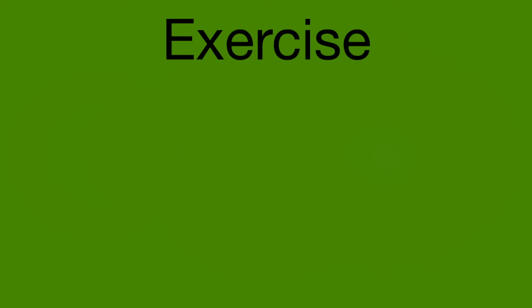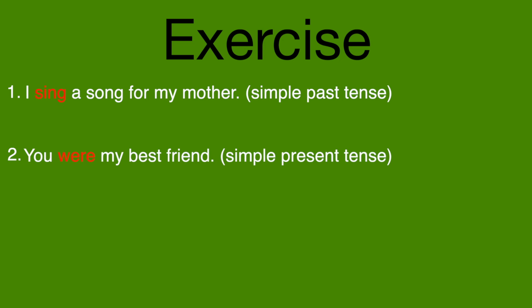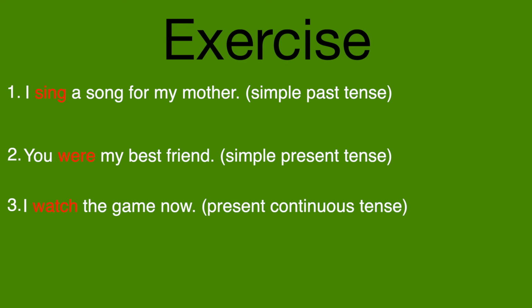According to what you have learned from the table, rewrite the following sentences using the requested tense. Number 1. I sing a song for my mother. Simple past tense. Number 2. You were my best friend. Simple present tense. Number 3. I watched a game now. Present continuous tense.